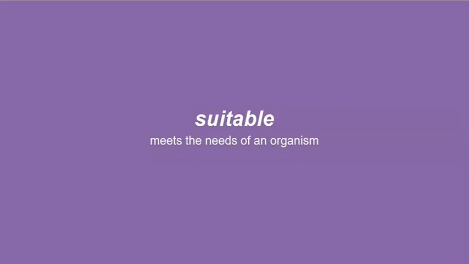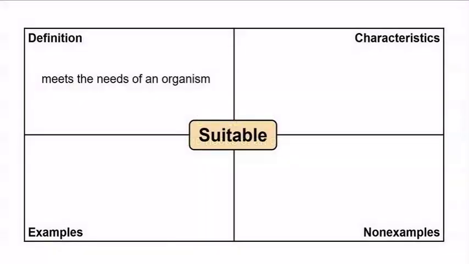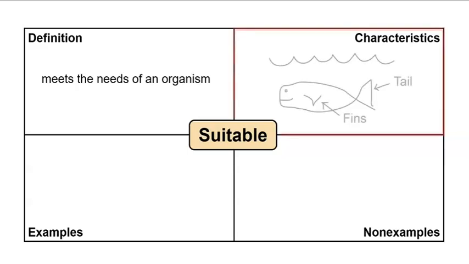Let's spend some time really working to understand what this word means. This organizer is called a Frayer model. We'll use the Frayer model to help us better understand the term suitable. I already filled in the definition we just learned in the definition section. In the characteristics section, I will draw a whale in the ocean. Earlier, we noticed characteristics such as the fins and tail that whales use to swim, and we noticed that whales are big animals that need a lot of room to move around.